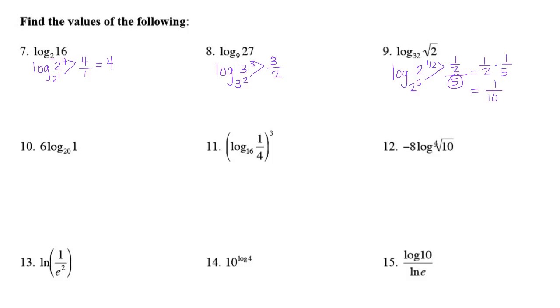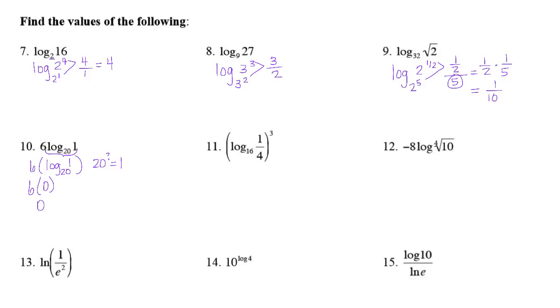So for number 10, what we need to do is focus on this first part and think about this as 6 times log base 20 of 1. And so with this here, that whole inside here, we have to remember that this is saying 20 to some power equals 1. Well, that some power has to be 0. Because 20 to the 0 power would be 1, and 6 times 0 is 0.